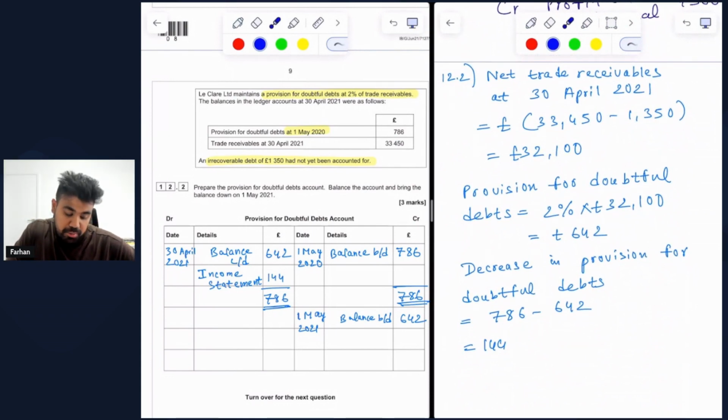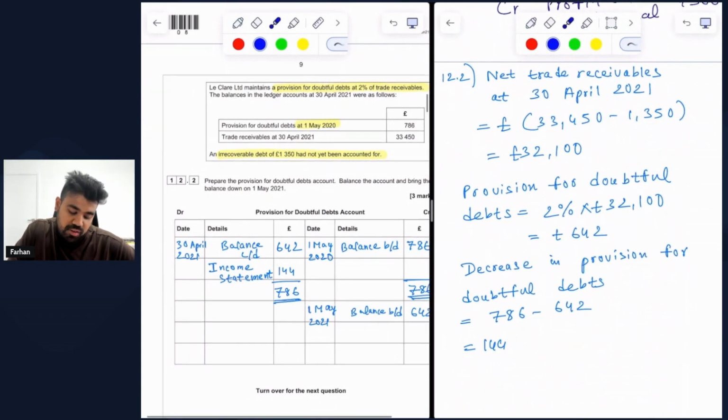So Leclerc Limited maintains a provision for doubtful debts at 2% of trade receivables. So trade receivables are the credit customers of the business, and provision for doubtful debts simply means the possibility that some of the credit sales that we have made, we can't receive these funds in the future from the credit customers. So is there a possibility, which in this case is 2% that they're applying, 2% of trade receivables?